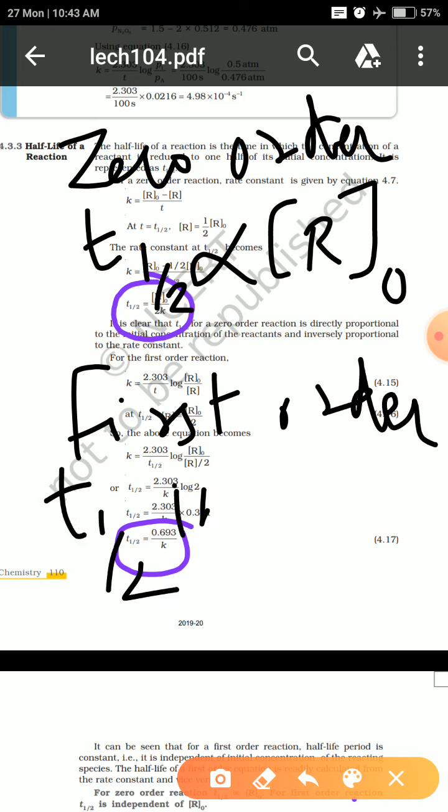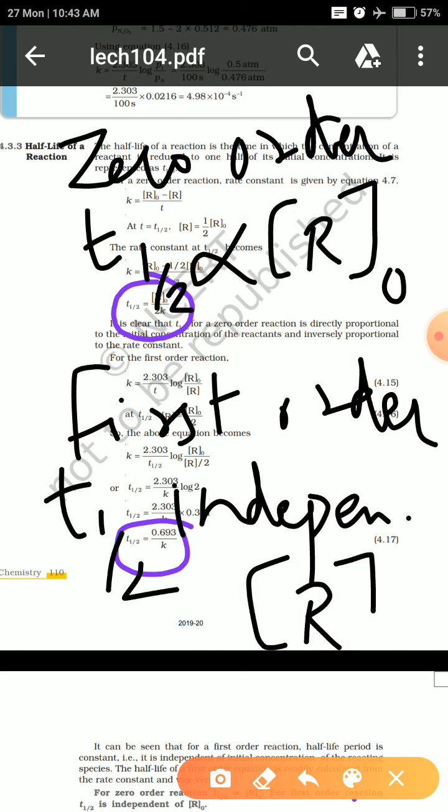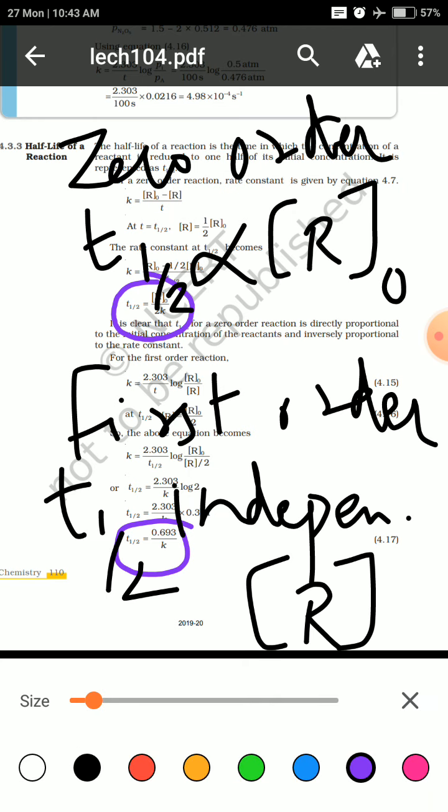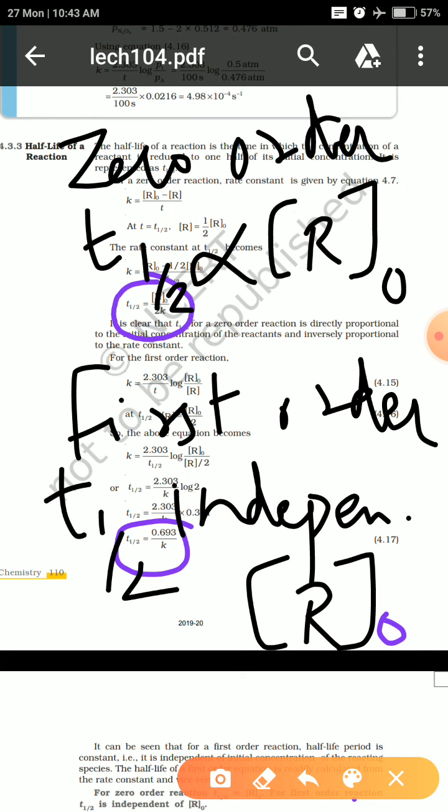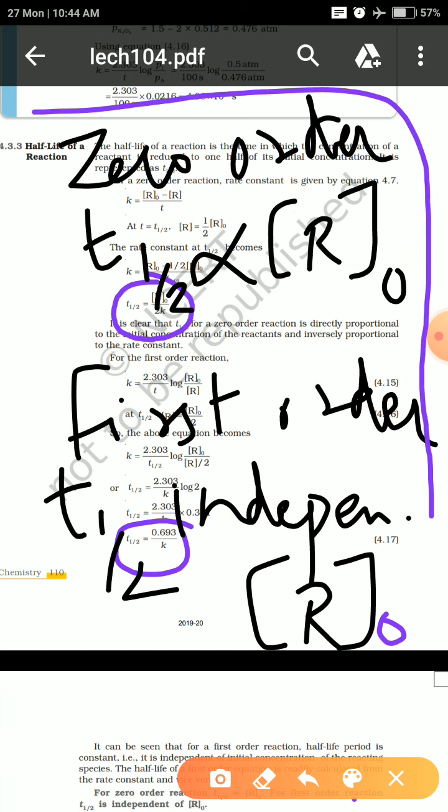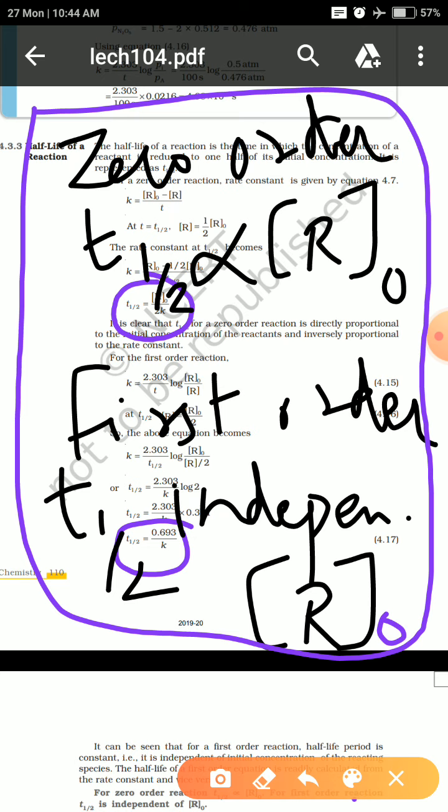But in the case of the first order reaction, half-life is independent of the initial concentration. That's what you need to understand from the derivation of half-life for the zero order as well as the first order reaction. Okay, I hope you understood the derivation.